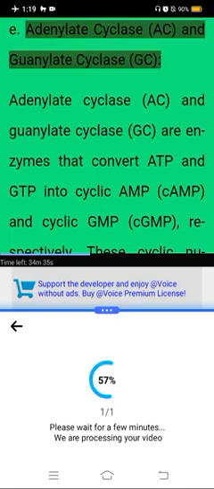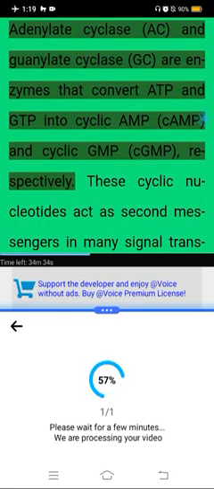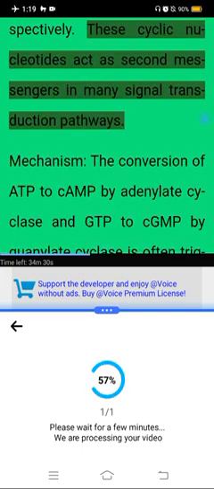E. Adenylate cyclase, AC, and guanylate cyclase, GC. Adenylate cyclase and guanylate cyclase are enzymes that convert ATP and GTP into cyclic AMP, cAMP, and cyclic GMP, cGMP, respectively. These cyclic nucleotides act as second messengers in many signal transduction pathways.